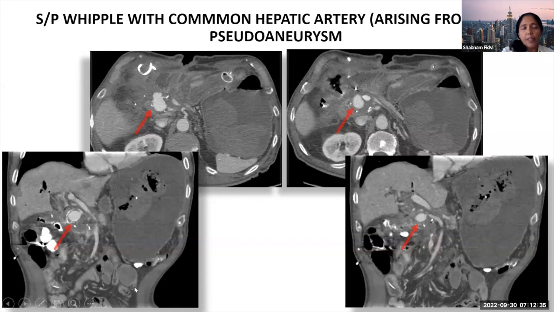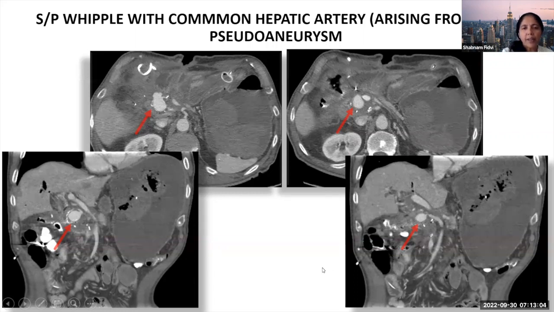This is another patient from our practice. This time he has undergone a Whipple procedure, and he actually has variant arterial anatomy. So he has a common hepatic artery originating from the SMA. Unfortunately for him, he developed a fairly large pseudoaneurysm post-surgery, and this is shown by the red arrows on the axial and coronal images. He also has partial rim calcification within the aneurysm.